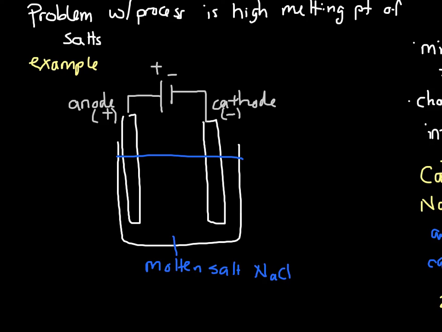So what is going to happen because we have this occurring? Well, we have Na, and we know Na is going to get attracted to the negatives on the cathode. So sodium is going to move to the cathode, and it's going to accept those electrons to become a neutral sodium element.